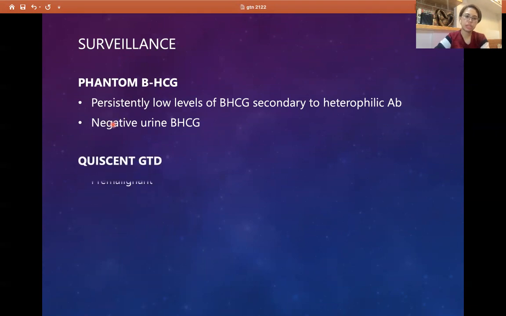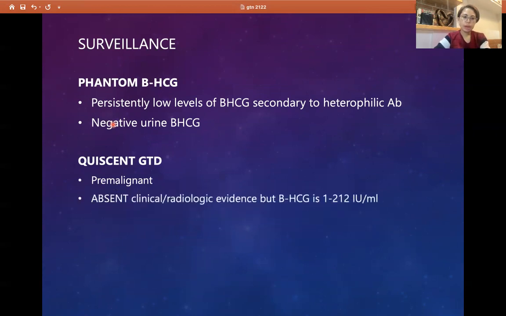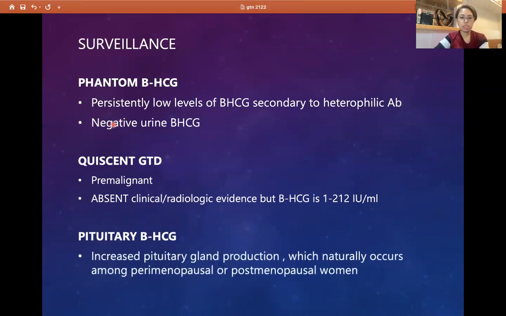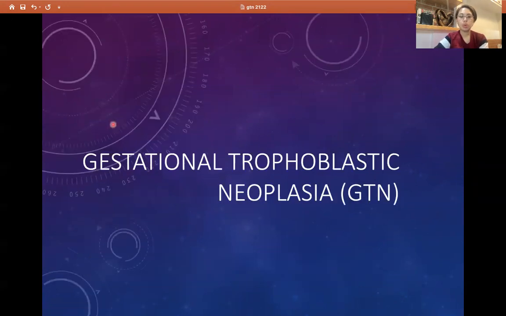How about quiescent GTD? They usually consider this pre-malignant. However, there is absent clinical or radiologic evidence, but beta HCG may be up to 212 international units per ml. There is also a pituitary beta HCG. This is the beta HCG released in the pituitary, which naturally occurs among perimenopausal or postmenopausal women. So those, again, are the molar pregnancies, complete and partial mole.